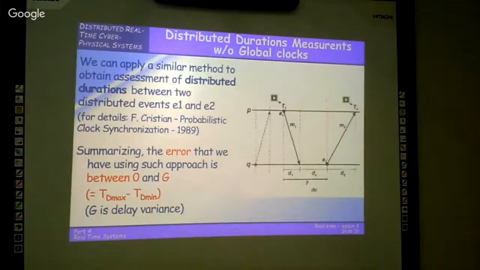If we don't have anything more than local clocks, we can exchange messages, but this is what we are somehow forced to do. And this is not too far from the problem of synchronizing clocks with NTP.